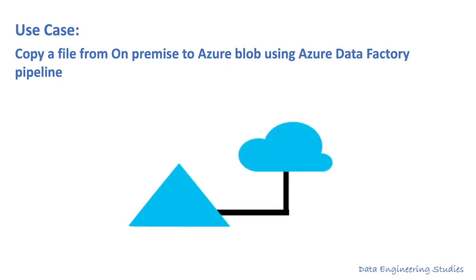Before we get into the details, let's see what is an on-prem system. An on-prem can be a virtual network or your local computer. The objective is to load this file to the cloud. In our case, we are loading this file to Azure Blob Storage.